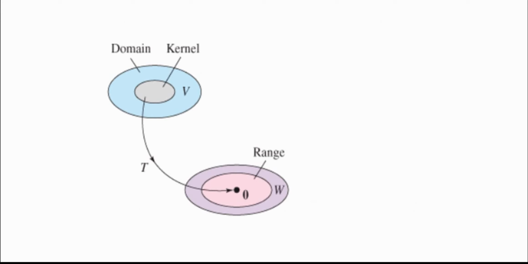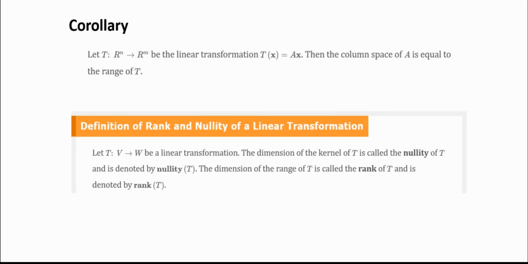So here's just a graphic image of that. The kernel is a subset of the domain, and then the range is a subset of the codomain. Sometimes we make an error in our terminology by saying that the range is the codomain. When that happens, then you're really talking about an onto function. We'll see in just a moment.